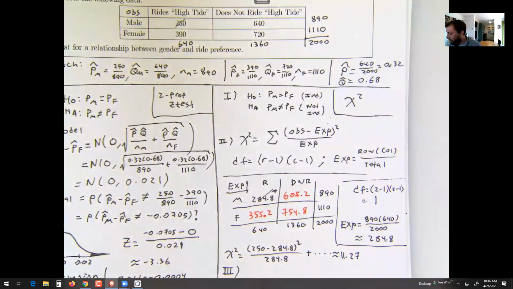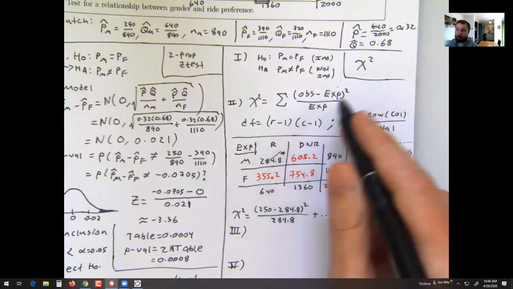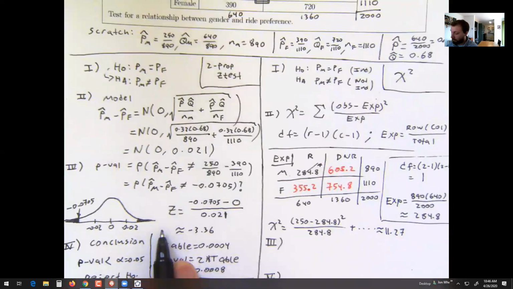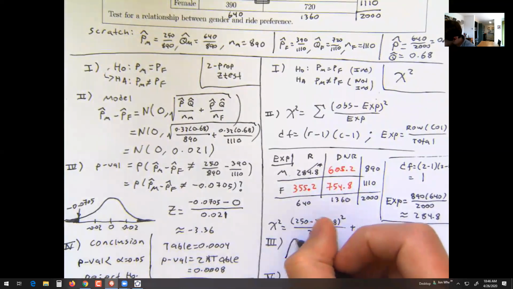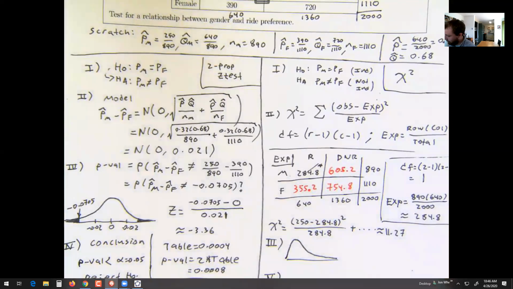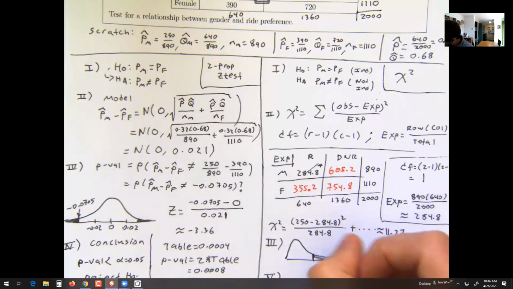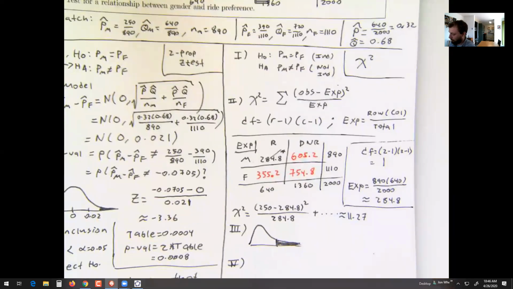Chi-squared will always end up being a right-tailed test. The reason for this is I've squared everything. A positive squared stays positive. This negative, when I square it, will become positive as well. So my picture for this thing is going to be a right-tailed test. My chi-squared is 11.27 or more. It's going to be shaded like this.